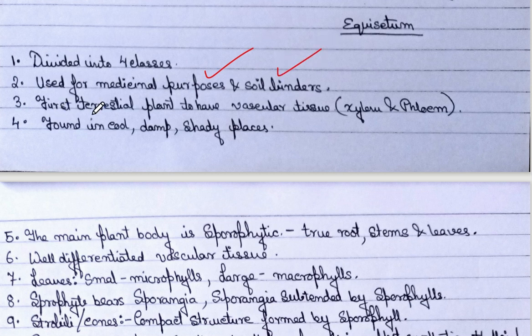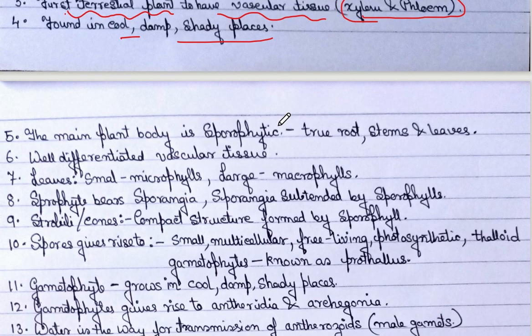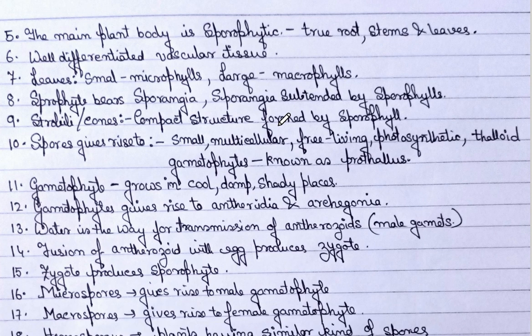Now, what is the important point? These are the first terrestrial plants to have vascular tissue, which is xylem and phloem. They are again found in cool, damp and shady places. We have seen ferns below the trees, in shady places, in jungle areas. So we know pteridophytes are present in cool, damp, shady places.